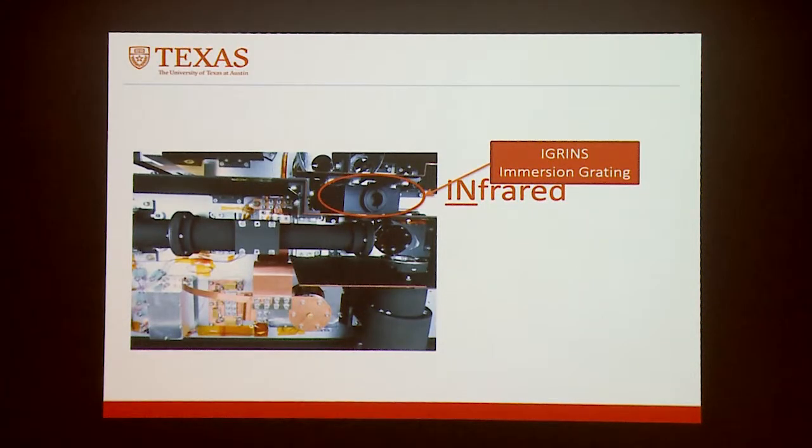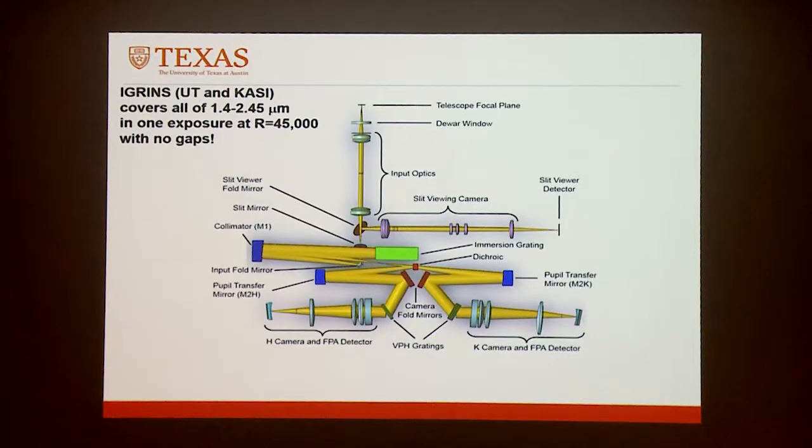There's the immersion grating. So it doesn't take up very much of the space within the instrument, but it allows the rest of the instrument to get small too. So we work with 25 millimeter beams in this instrument. Here's a diagram of the optics of this instrument. It covers 1.4 to 2.5 microns. It's a collaboration with KASI, who's another GMT partner. It has a resolving power of 45,000.